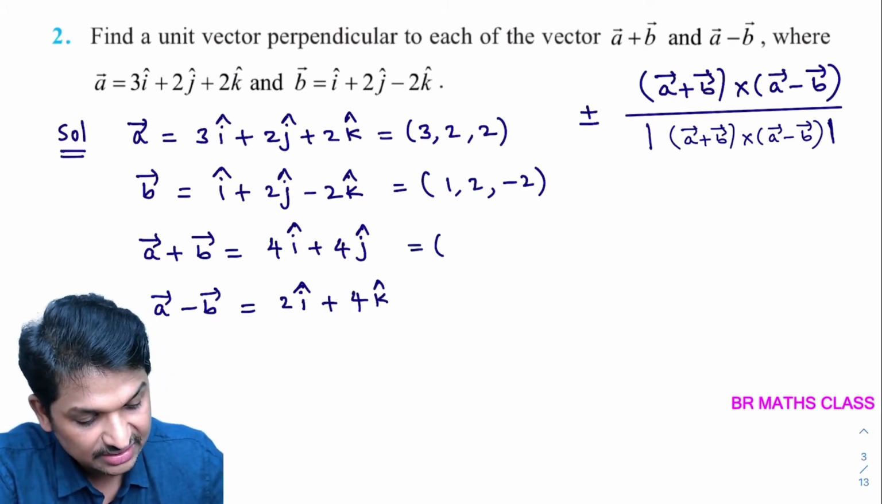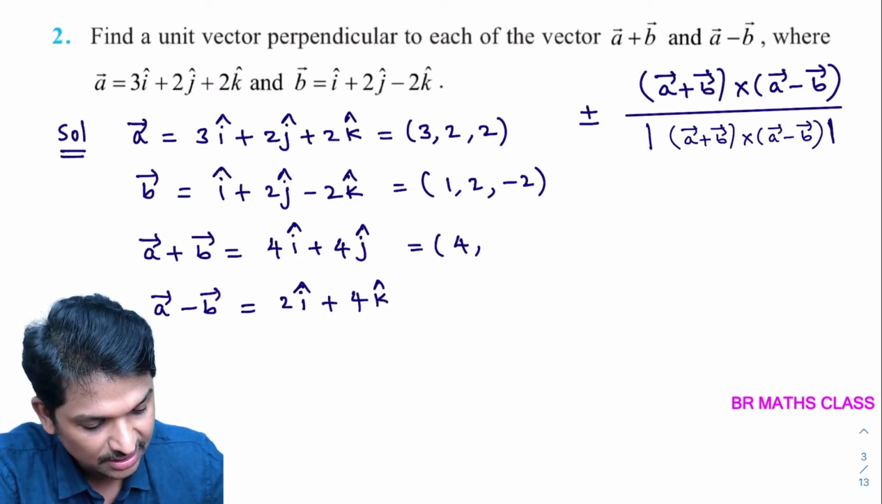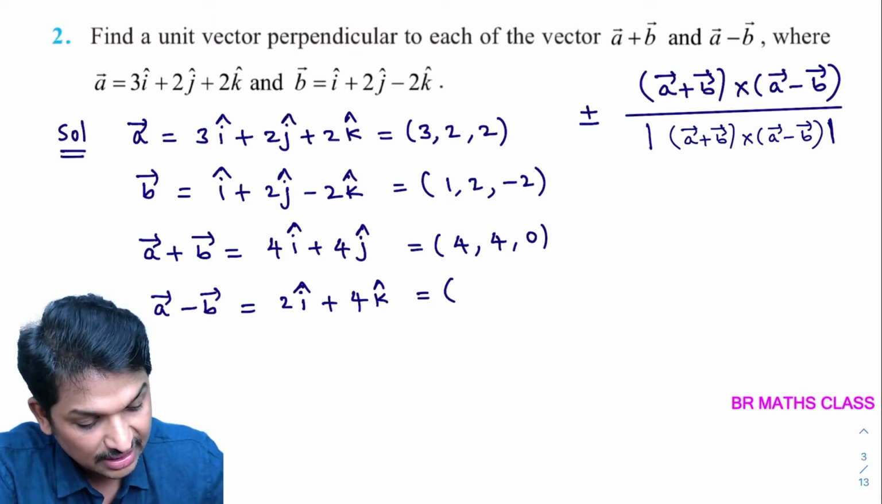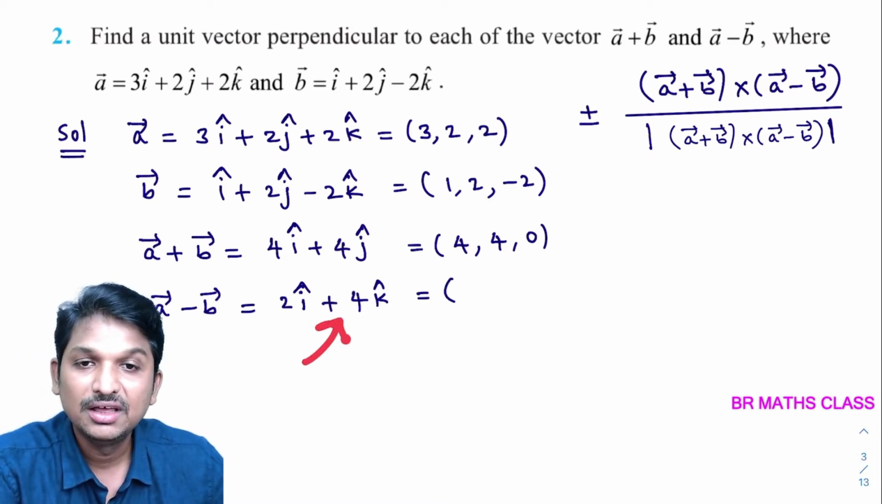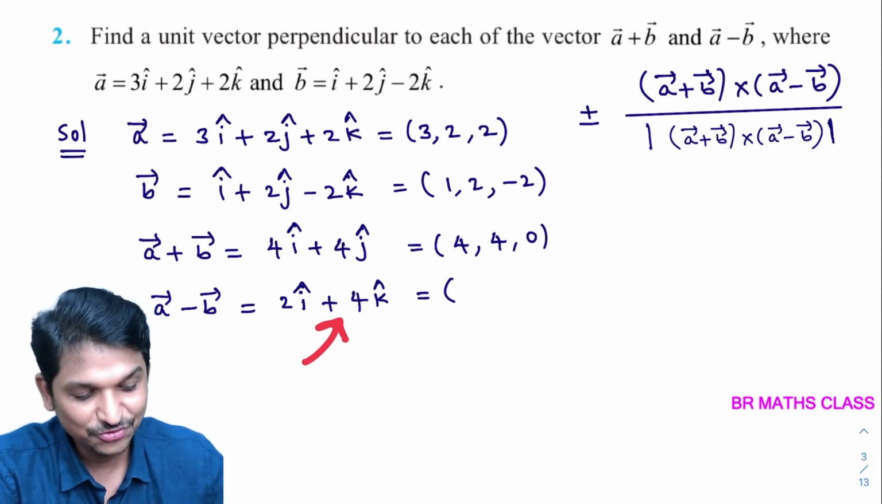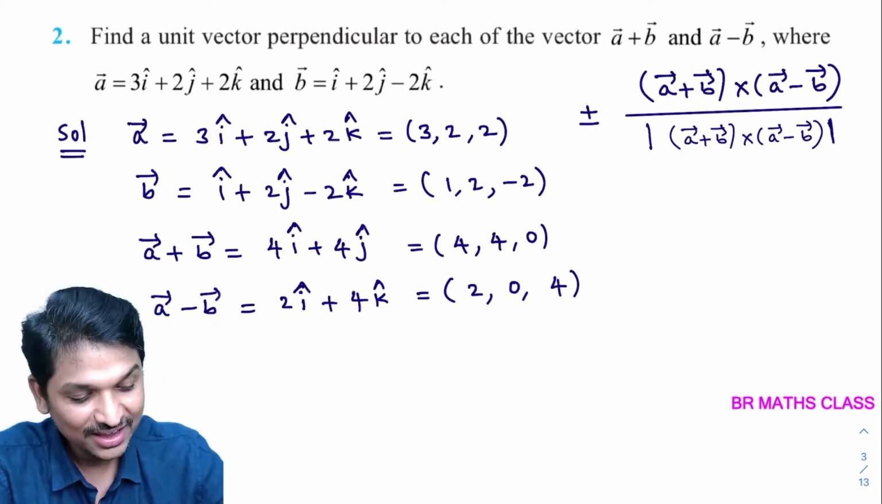If I want to write the scalar components of this vector, how I'll write? I'll write like this, 4 comma 4 comma 0. And how will write the scalar components of this vector? 2 comma 0 comma 4, okay?